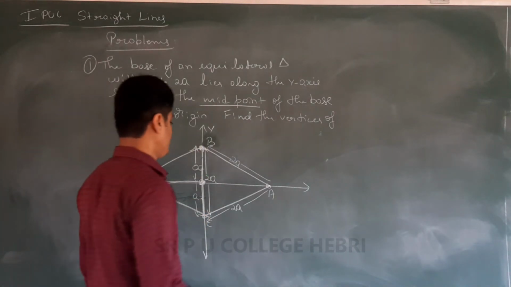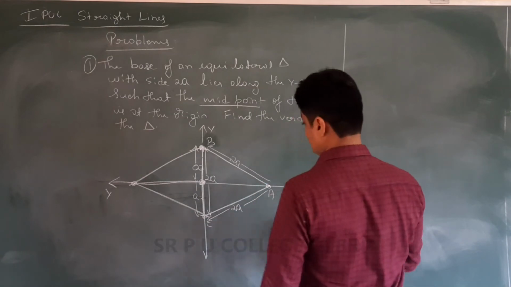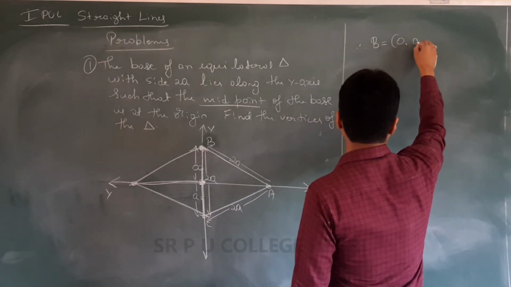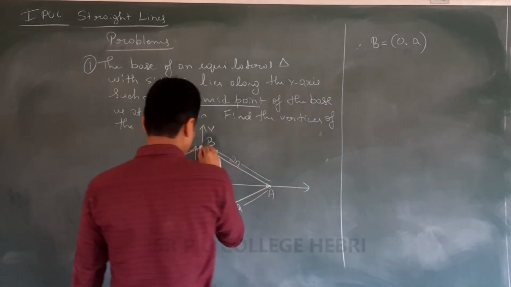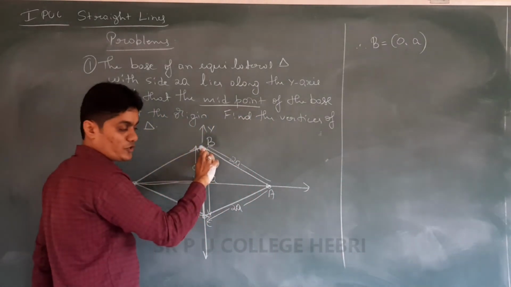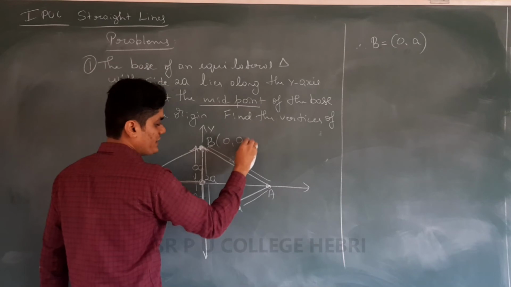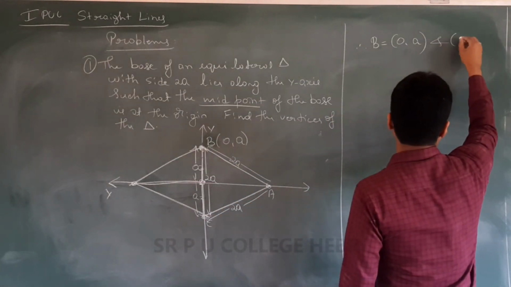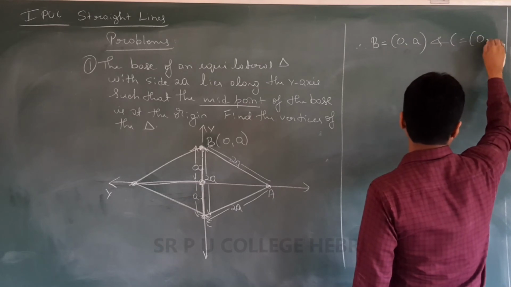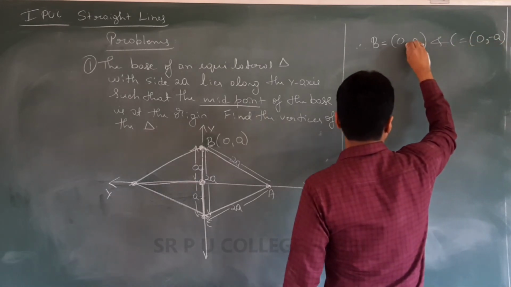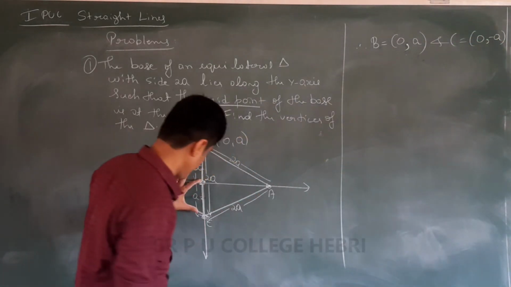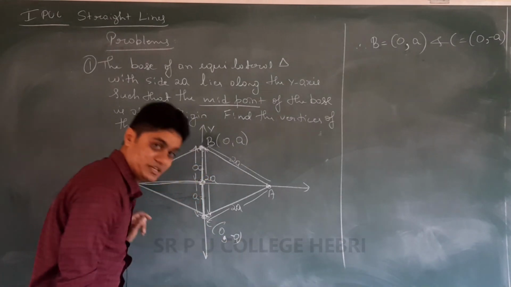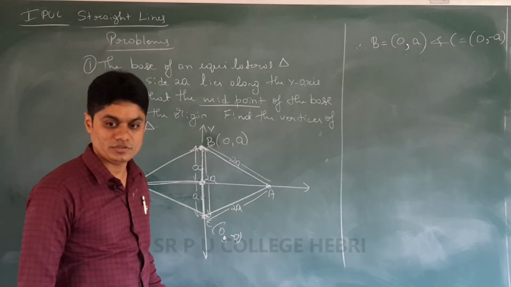Then immediately you can write, because of this, B is equal to (0, a). Why is it (0, a)? It is a point on the y-axis with height a, so this should be (0, a). So what are the coordinates of C? C is equal to (0, -a). If the height is a, then this becomes (0, -a). Did you agree with me? I hope you understood.